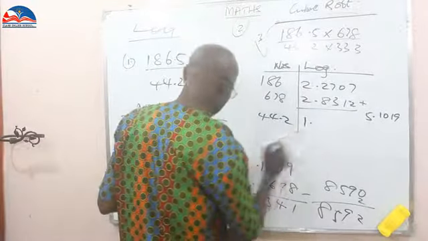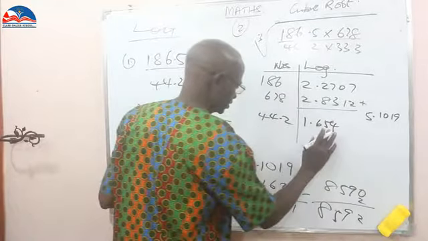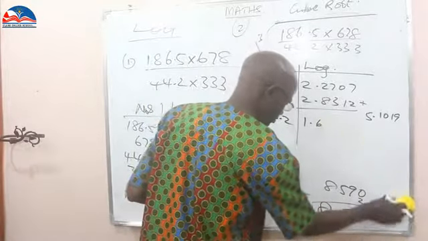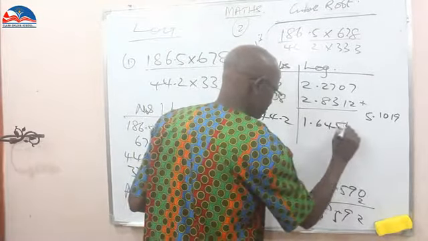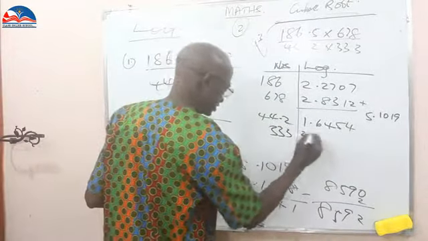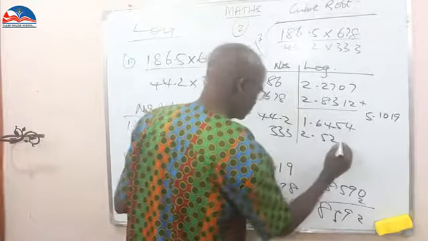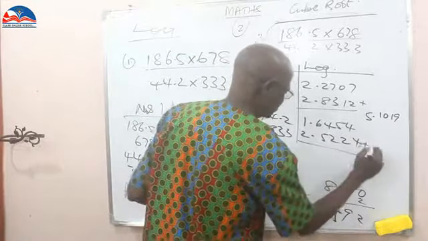As again, the character is 1. Multiply 6454. Take in 5333. Character once again is 3. Multiply is 5224. Add again as we did before.